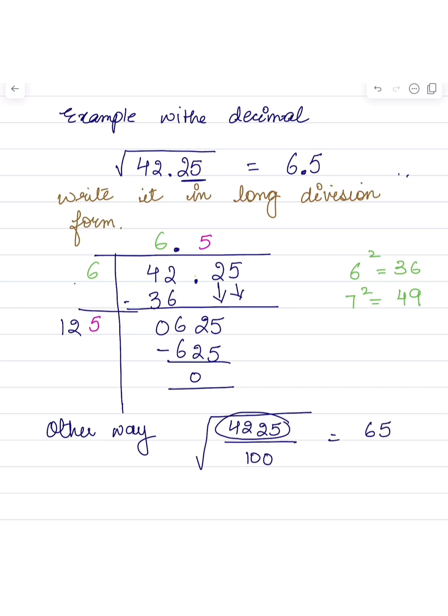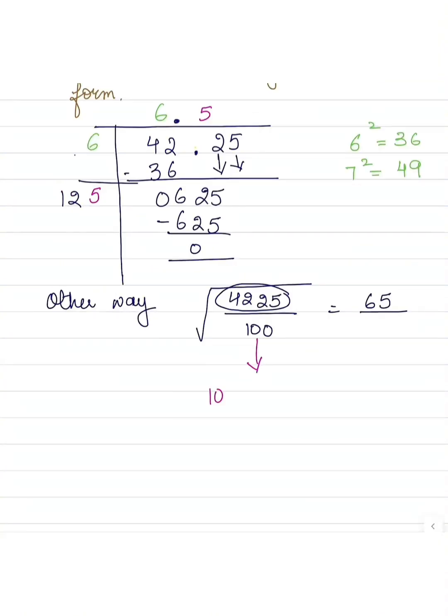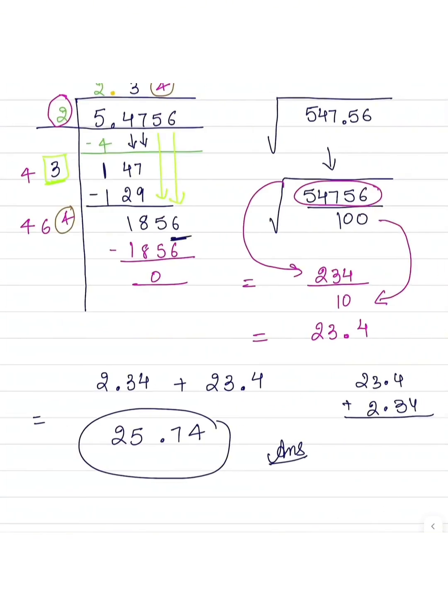I can go ahead and use the long division method, and 4225 will give me 65 as an answer. And what is the number that, when you multiply it with itself, gives you 100? Remember, it has 2 zeros, so that number would be 10. So the square root of 100 is just 10. 65 over 10, since you are dividing something by 10, will become 6.5. And I like this way much better when I'm working with decimals than the other way. But it depends upon you and how much practice you have.